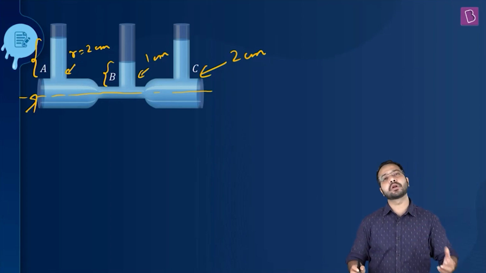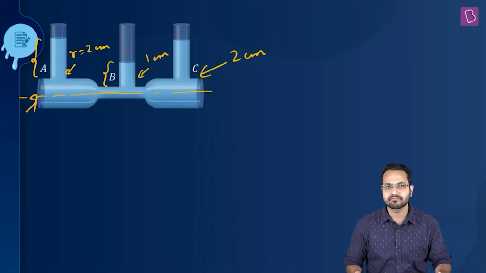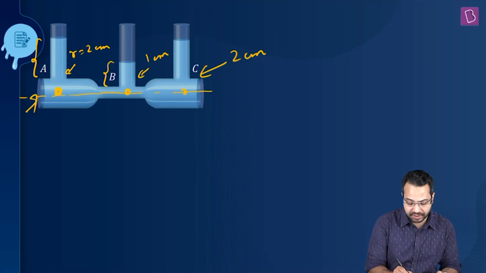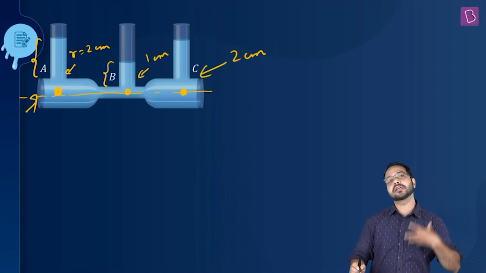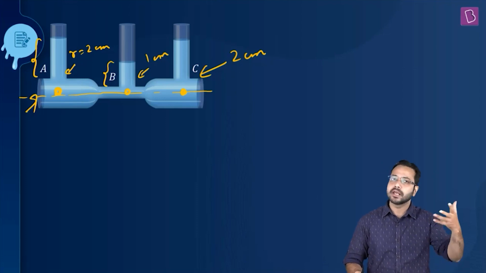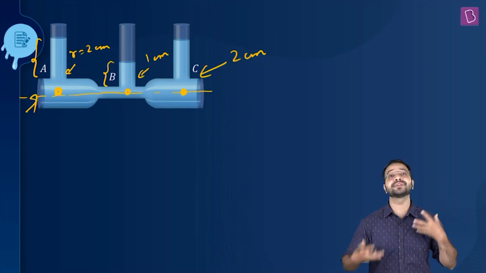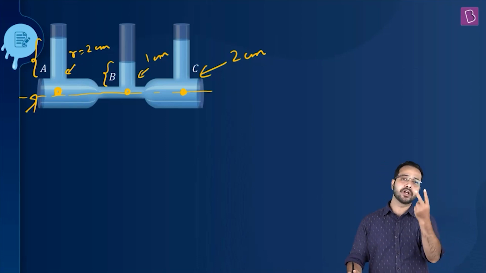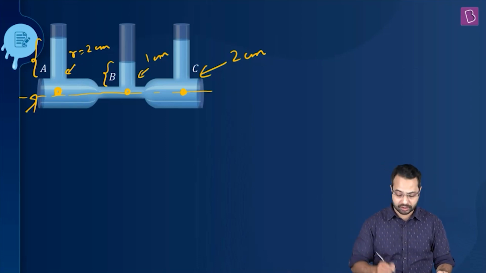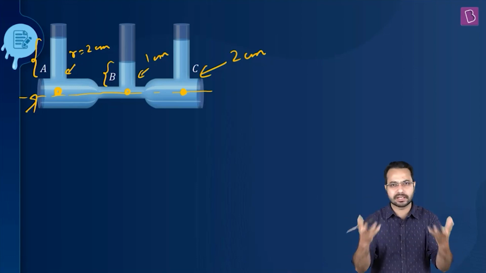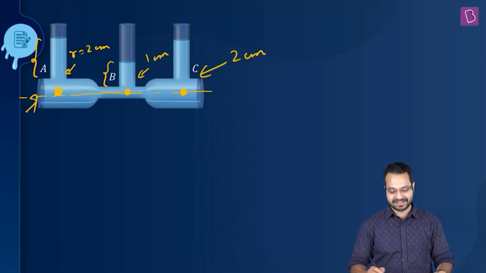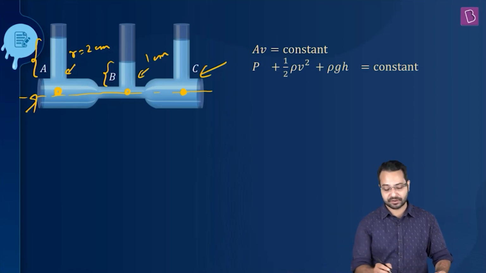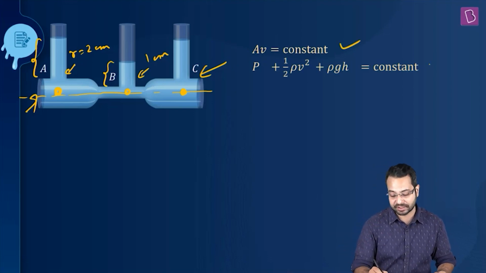And the height of the liquid column is a representation of what? It is a representation of the pressures at these points. If the pressure at these points is higher, then the height of the liquid column is going to be higher. So all we need to do is compare the pressure at these 3 points, and for that we have 2 things to help us. Those are the only 2 things that we have studied in fluid mechanics: one is the equation of continuity and the other is Bernoulli's principle.